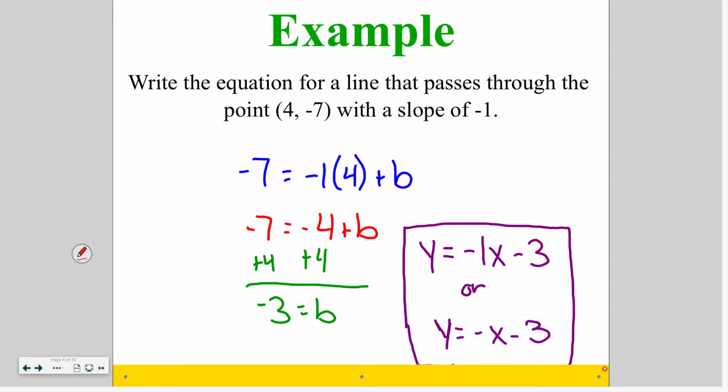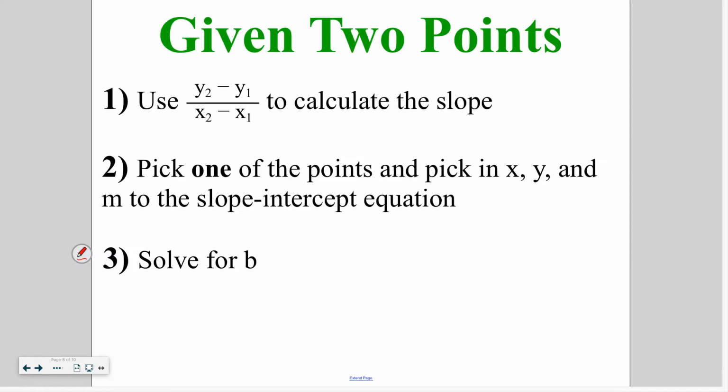You have a couple options here. You could say y is equal to -1x minus 3, or y is simply equal to -x minus 3. You don't need the 1 in the equation. If you are given 2 points, you have to take an extra step of using our slope equation, so y2 minus y1 over x2 minus x1 to find the slope.